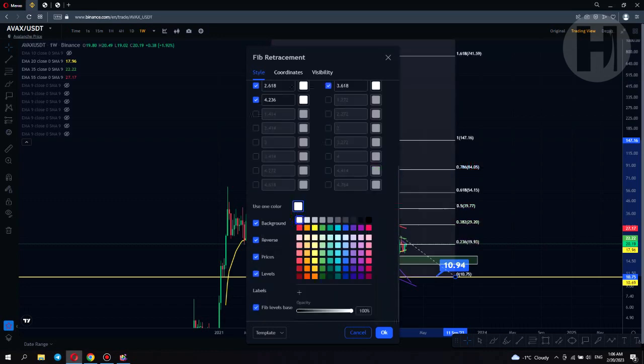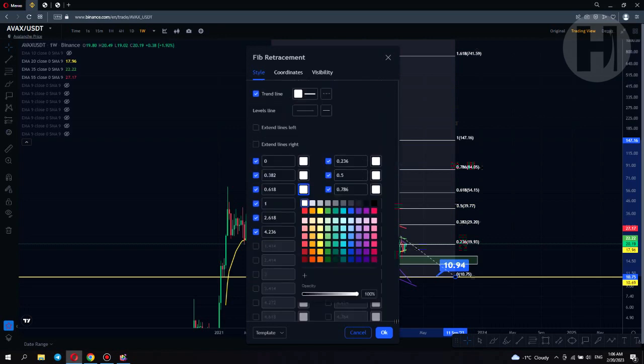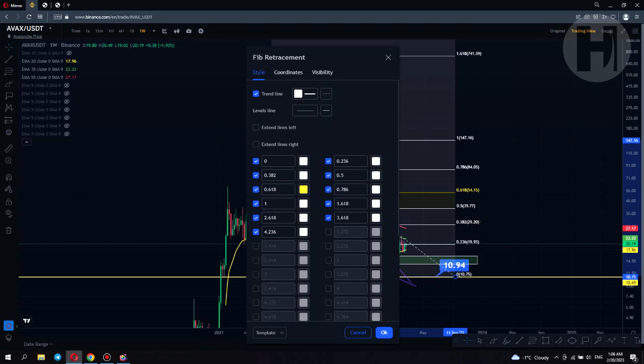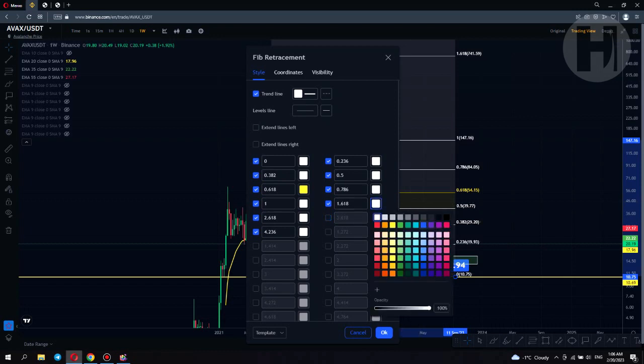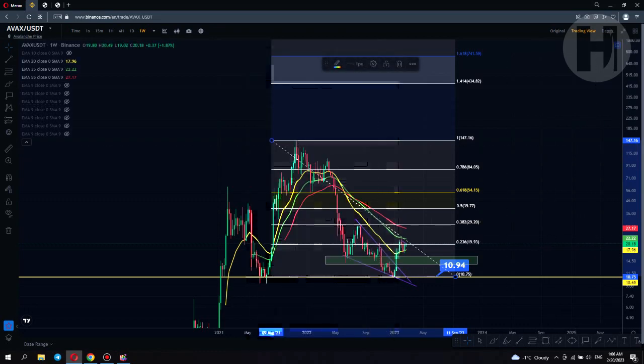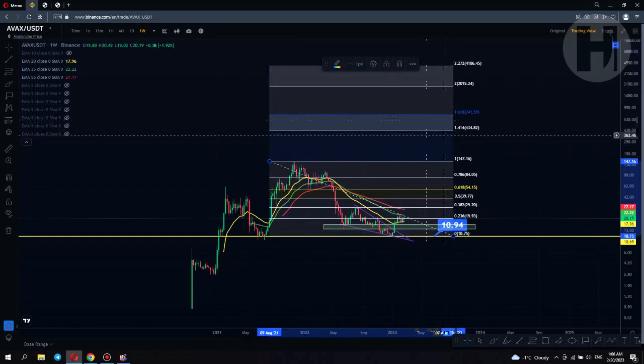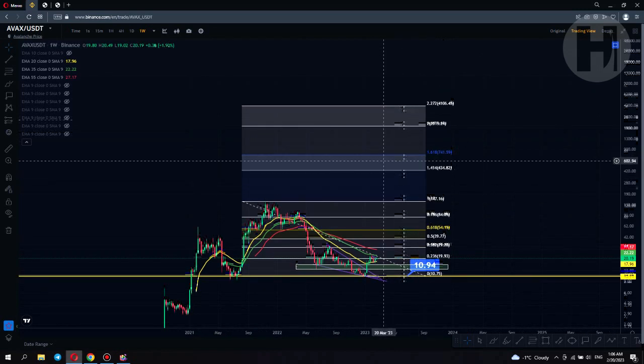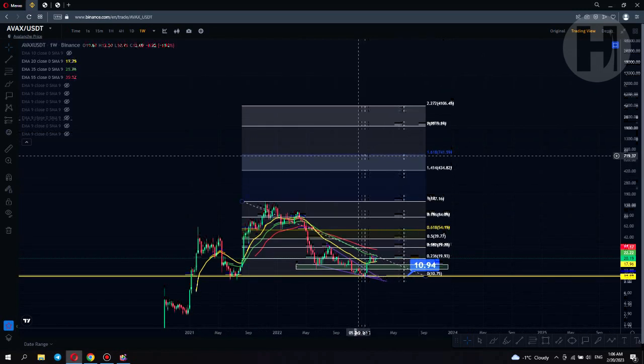Use one color, use white, and for the golden ratio I use the gold color or the yellow color. 0.618 I use the dark blue color there because those are the important levels we want to be looking at. And I have the second, the 2.272, and that should be it. There we go. Oh, I didn't get the 1.414. So we're going to be looking at potentially $741.